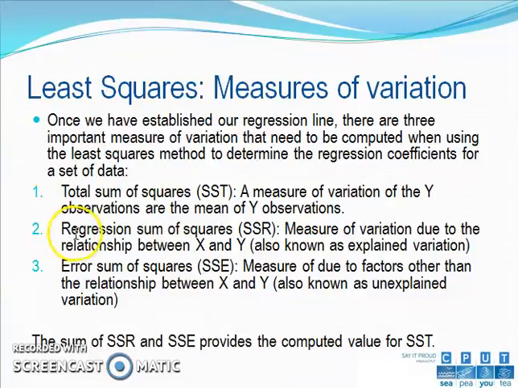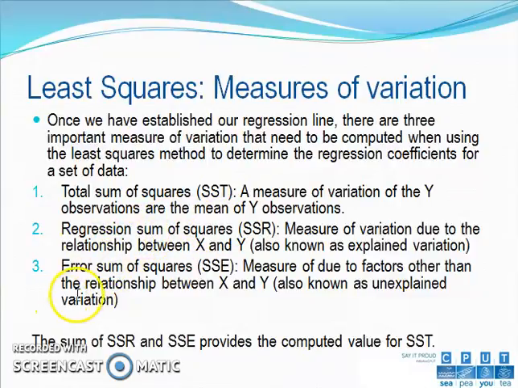The second variation is regression sum of squares variation, and this is a measure of the variation due to the relationship between the two variables. It's also known as explained variation or expected variation. We expect there to be variation: when x varies, then y is going to vary to a degree, and that is known as the regression sum of squares variation.